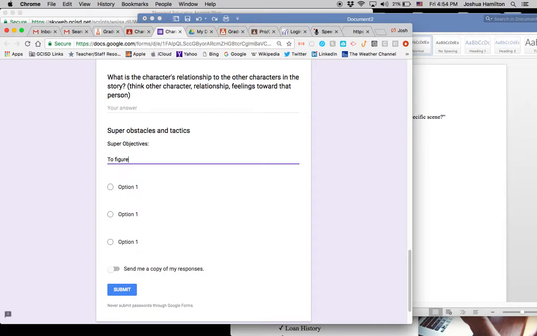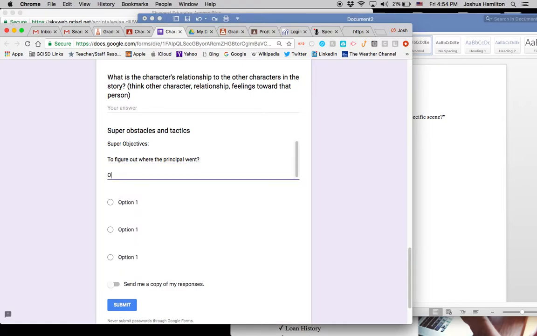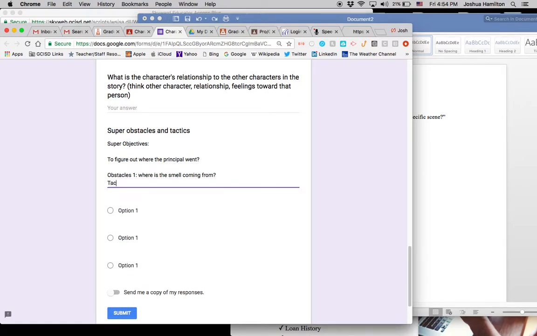So a super objective I could do is to figure out where the principal went. So I'm thinking Nancy Blue, right? So obstacle 1: where is the smell coming from? If that's an obstacle, what's the tactic? A tactic is how you overcome said obstacle, right? So, sniff. I know this seems super simple, but in an HI, when there's more tangibility to it, it can be a lot simpler.